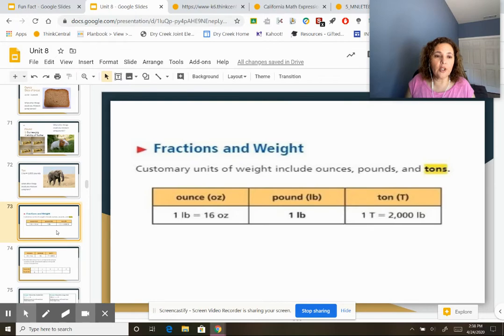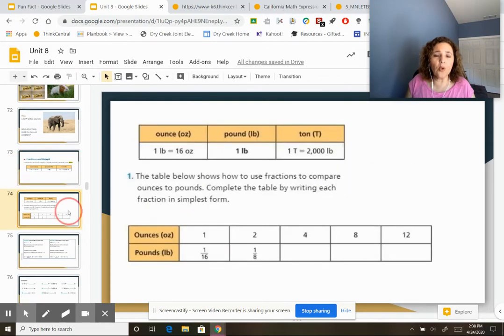All right, so now that you've written that down, we're going to look at converting some ounces and pounds into fractions. So on the top here of my chart, I have my ounces. On the bottom, I have my pounds. So 1 ounce, if I were to write it in fraction form, is 1/16 of a pound. Because remember, the numerator tells me the part that I have, 1 ounce, and the denominator tells me how much I have in all. I have 16 ounces in all that equal 1 pound.